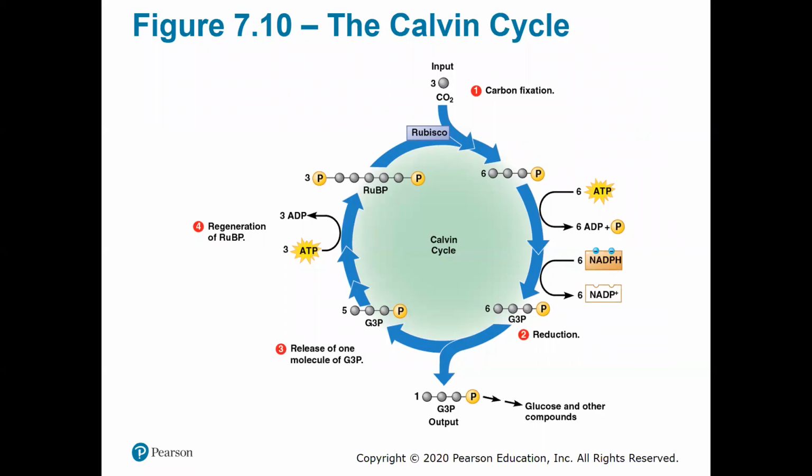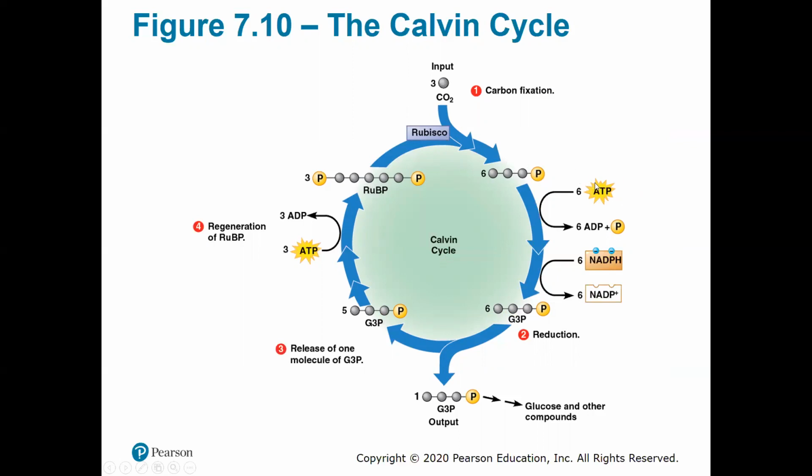So what will happen here is that Rubisco, an enzyme, will capture carbon dioxide and it will bind it to RuBP, creating a molecule that splits into 6 molecules of 3-carbon molecules. This step here is carbon fixation. So basically, it's just the fixing or grabbing of the carbon dioxide and adding it to RuBP and creating a new molecule.